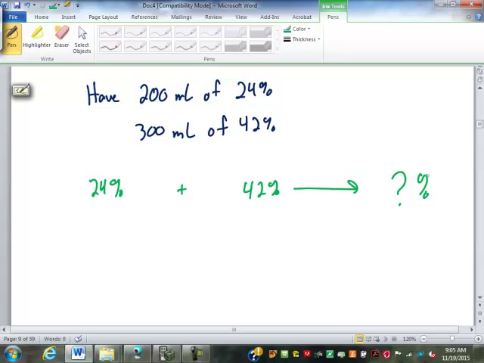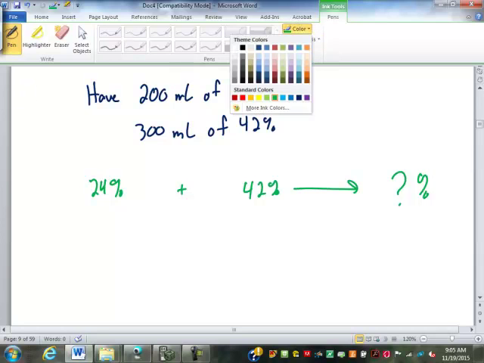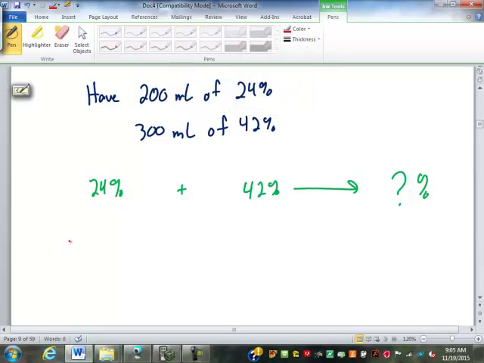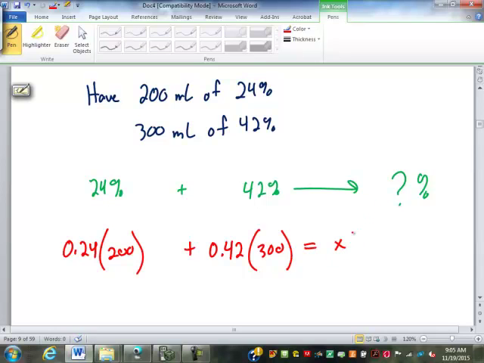But the amount of substance before you mix it has to equal the amount of substance after you mix it. So we'll start out with the 24% solution. It's 0.24 times the volume of 200 milliliters. I put the volume in parentheses just because that's the way I'm used to seeing it. This 0.24 times 200, plus the 42% solution is 0.42 times, how much of that do we have? 300. Equals, I don't know the percent concentration of the final result, but I do know how much there is, because I have 200 milliliters plus 300 milliliters makes 500 milliliters, right?